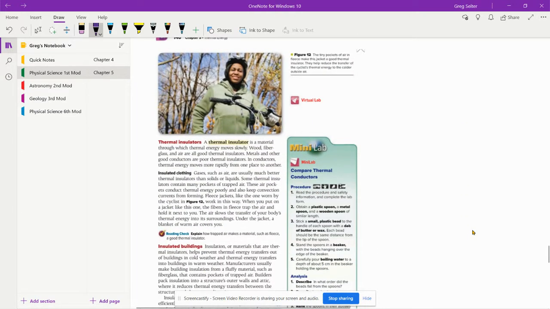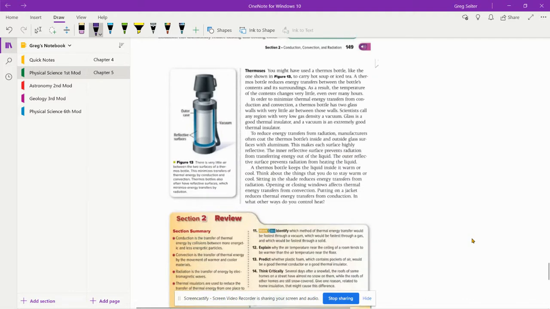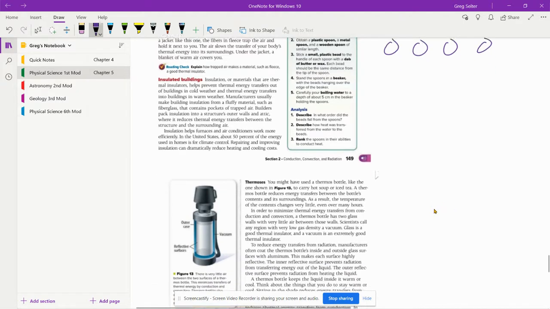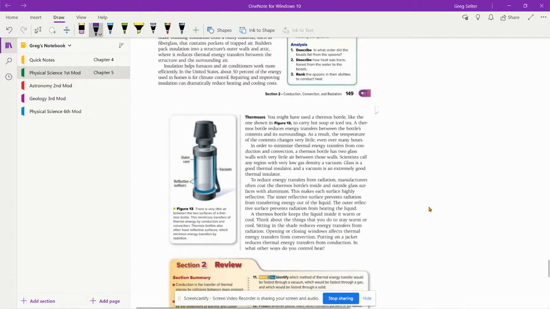So what makes a good thermal insulator? Anything where the particles are farther apart. A good thermal conductor is where the particles are close together. And it talks about insulation in buildings. That pink insulation that you put in there, there's a lot of empty space in it. So that's good stuff. Thermos bottles work the same way.